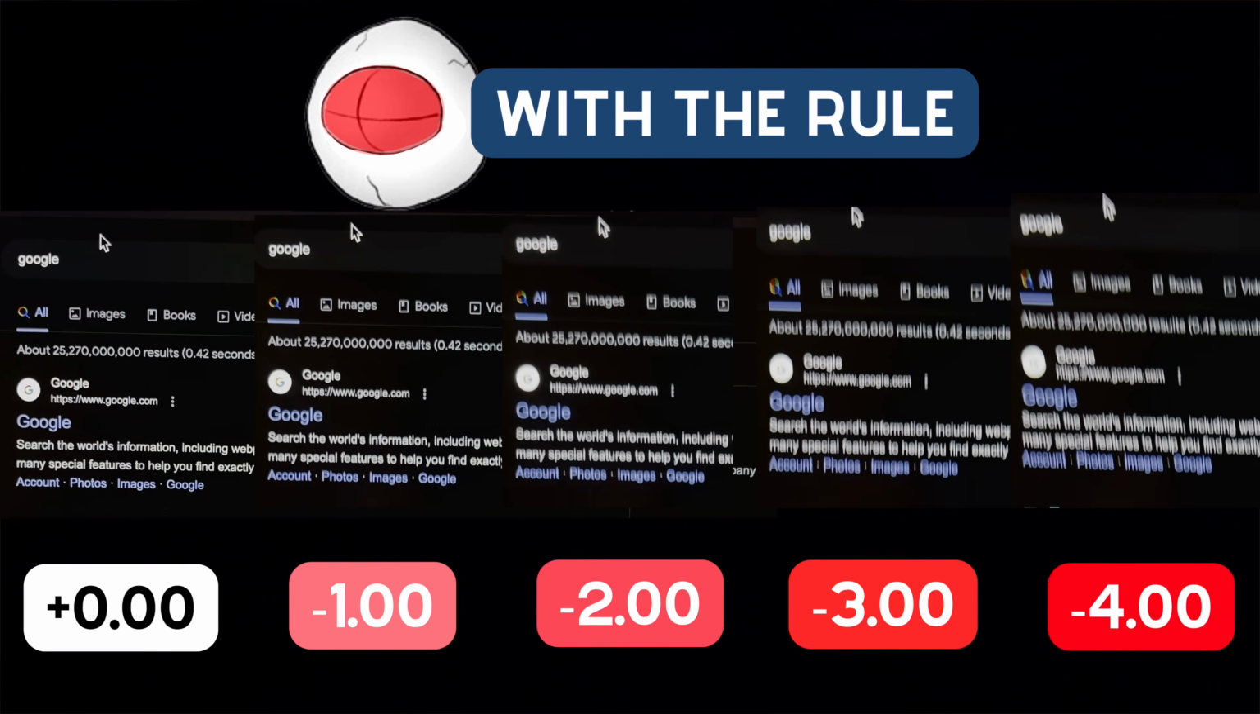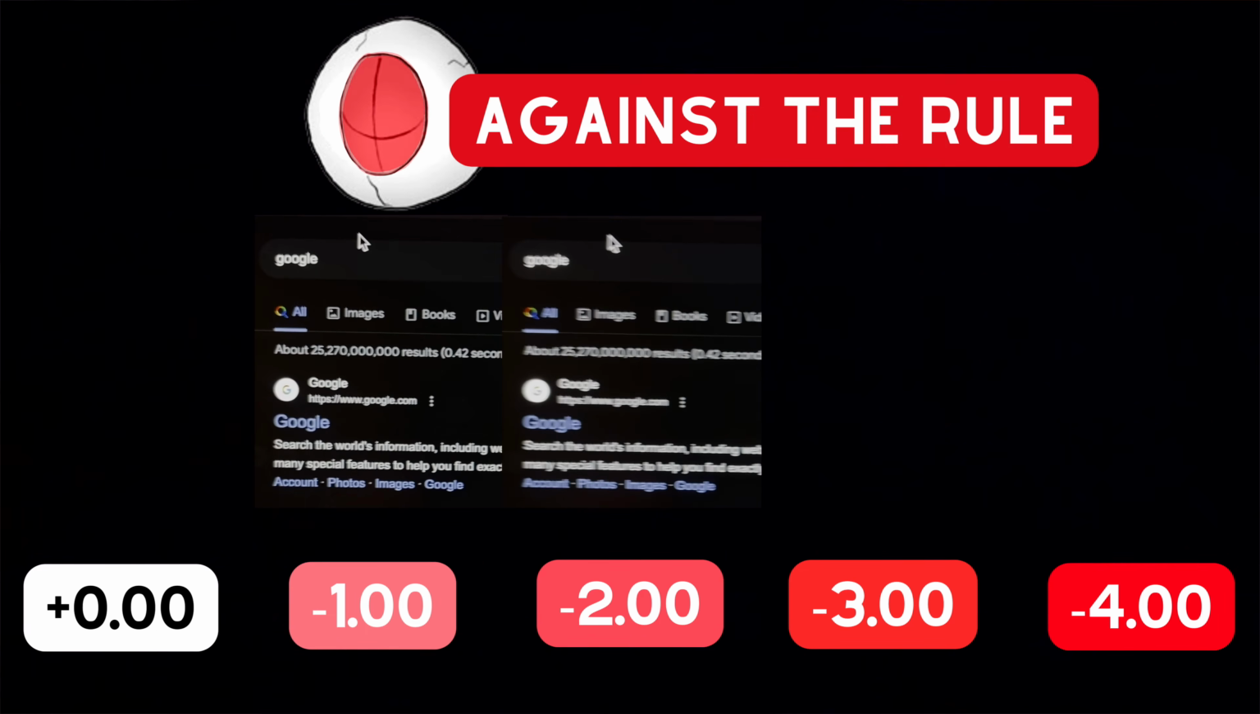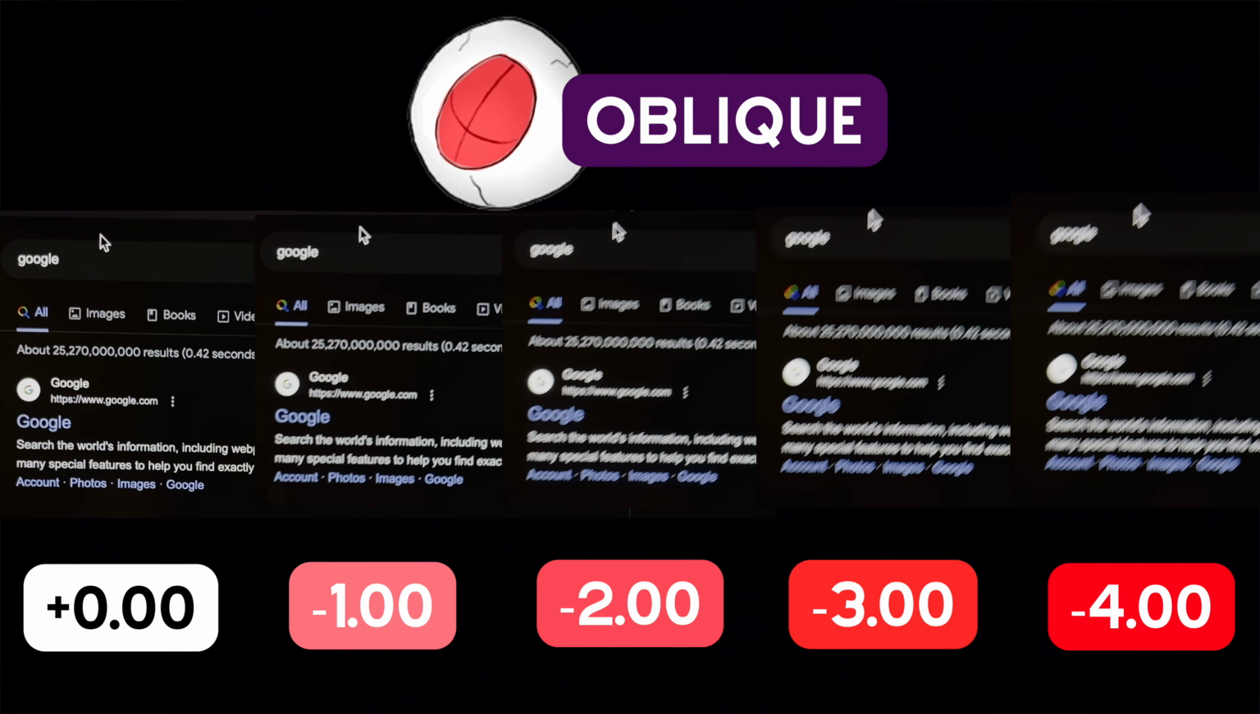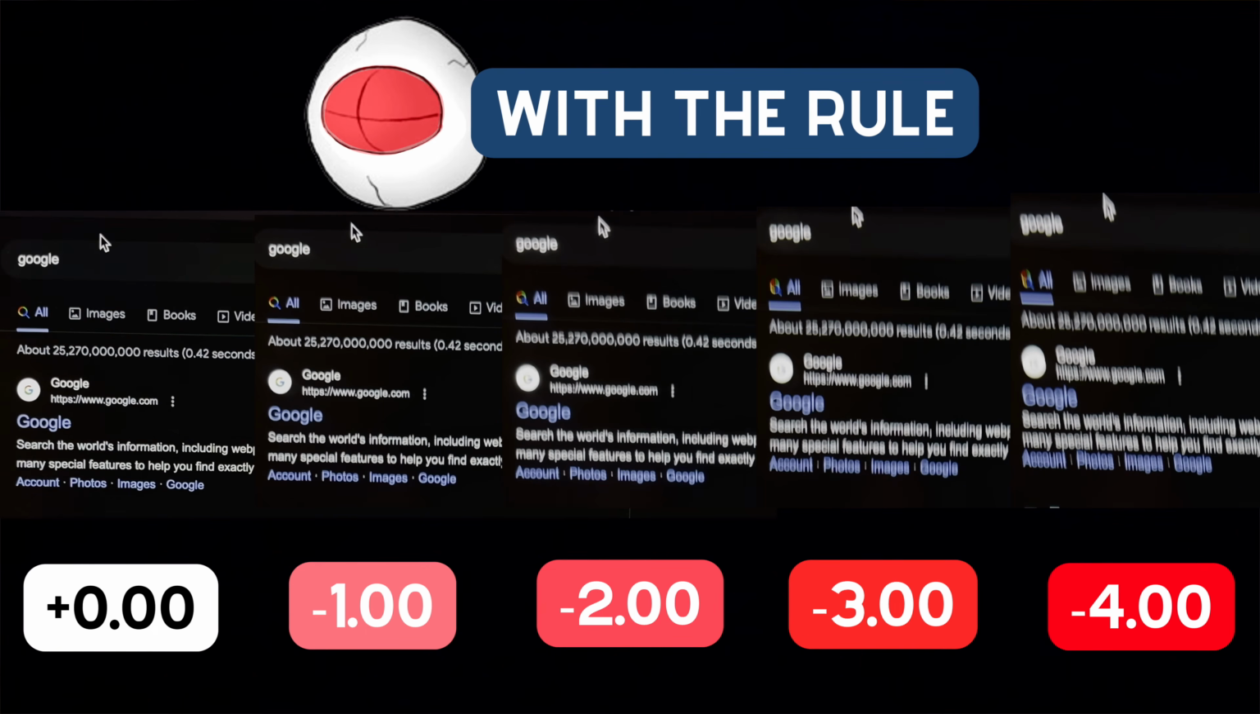On the left, we have placed the vision of someone with no astigmatism, while on the right, we have about 4 diopters. 1 to 2 diopters can be considered mild to moderate, while 3 to 4 diopters are generally considered severe. What you are seeing now is with the rule astigmatism. We know from previous videos that this type of astigmatism stretches the vision vertically, whereas the opposite happens with against the rule.